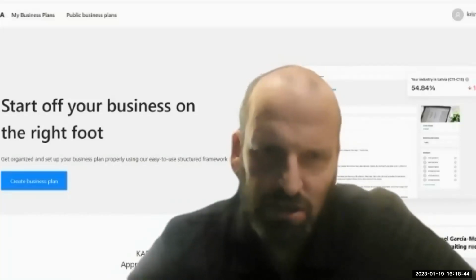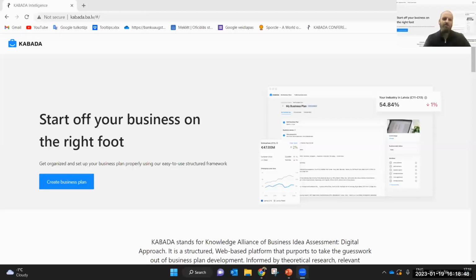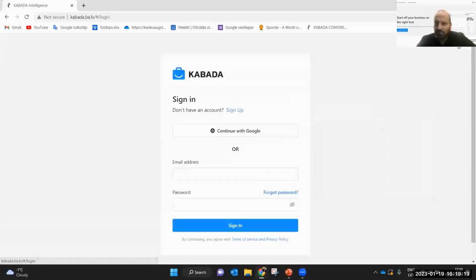So I will share my screen so that we are working in the platform at kabada.ba.lv, where you will be able to follow how to work with specific blocks. First of all, once you are here, of course, you have to log in, and I'll do it to show you. You can do it with your Google account, which is, to my mind, the easiest way. But you can also use whichever email address you want, register through it, set up your password, and proceed in that way.